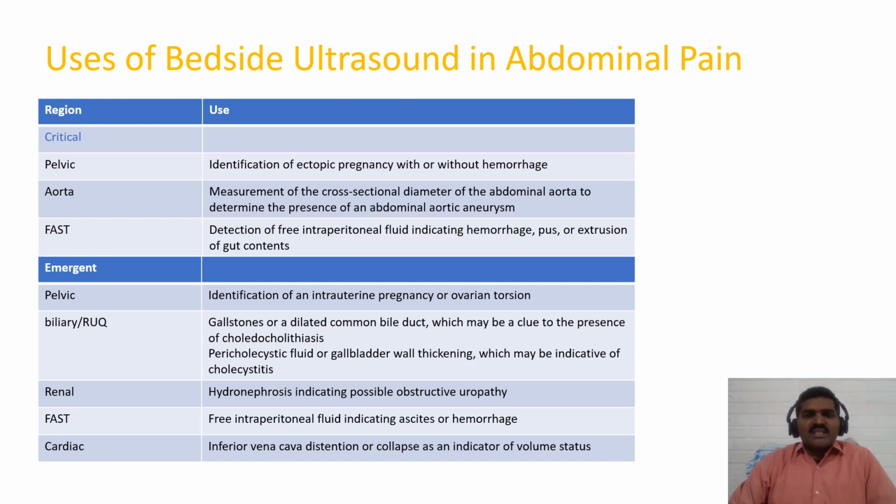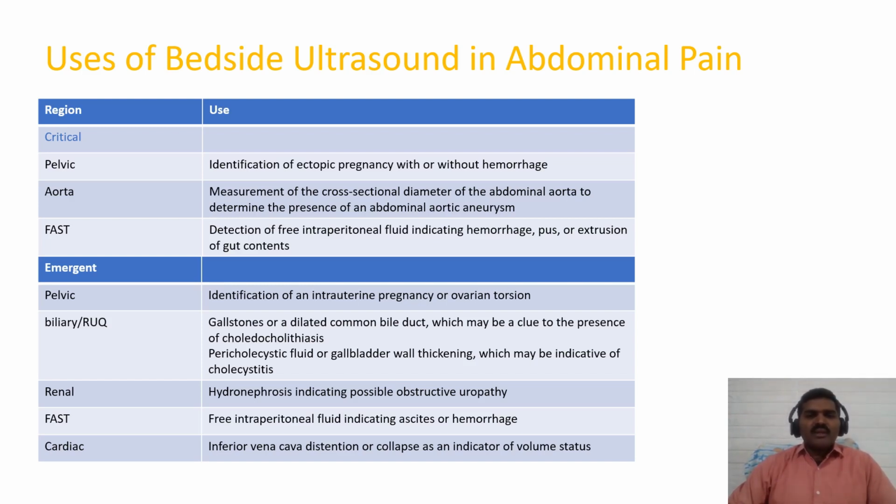In the biliary or right upper quadrant, you can locate gallstones and a dilated common bile duct, which may be a clue to the presence of cholelithiasis. You can look for pericholecystic fluid or gallbladder wall thickening, which may be indicative of cholecystitis. Renal: you can locate hydronephrosis, indicating possible obstructive uropathy, or you can locate pyelonephritis. FAST scanning: free intraperitoneal fluid indicating ascites or hemorrhage. Cardiac: inferior vena cava distension or collapse as an indicator of volume status by using the RUSH protocol.